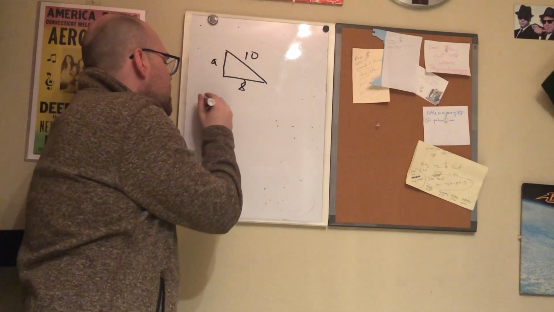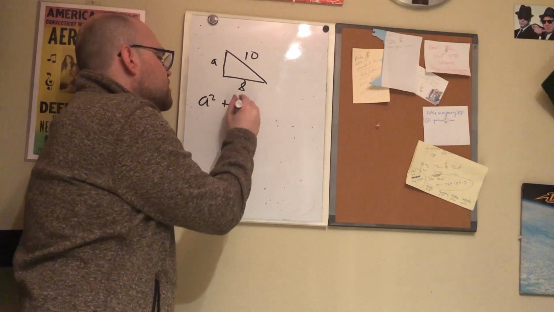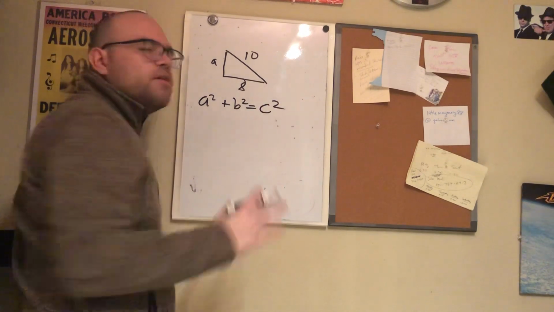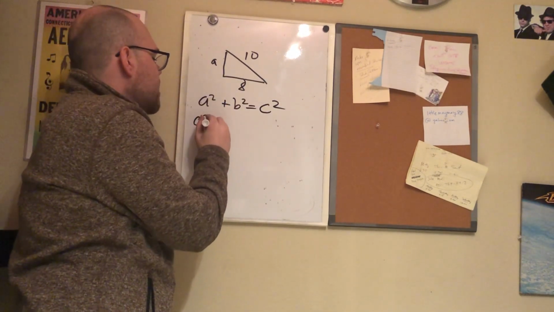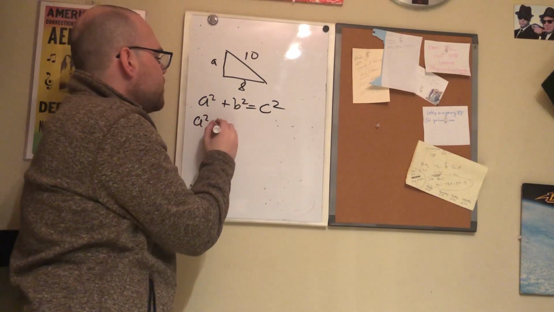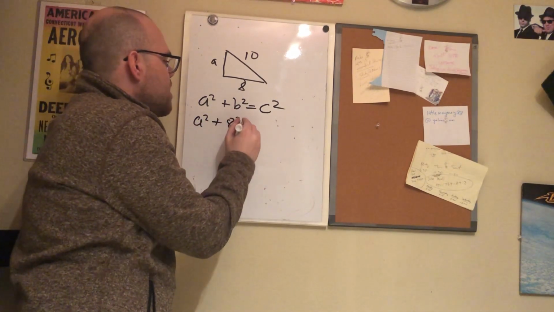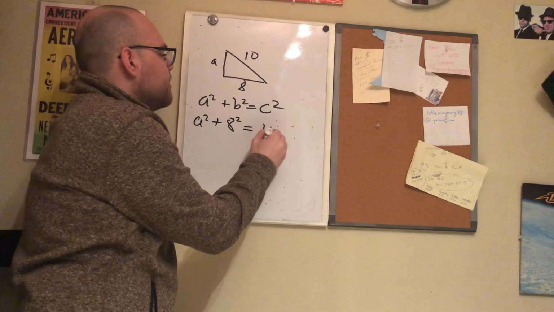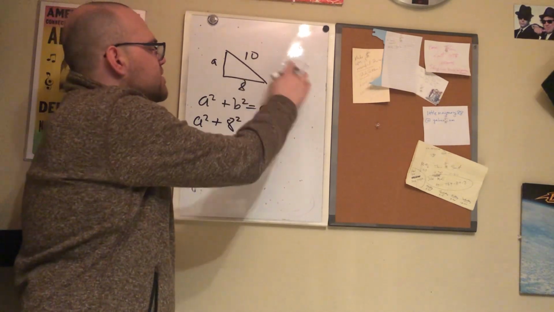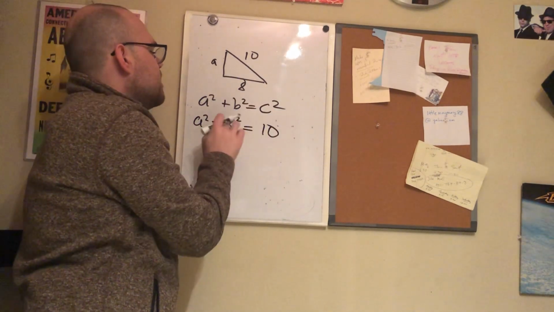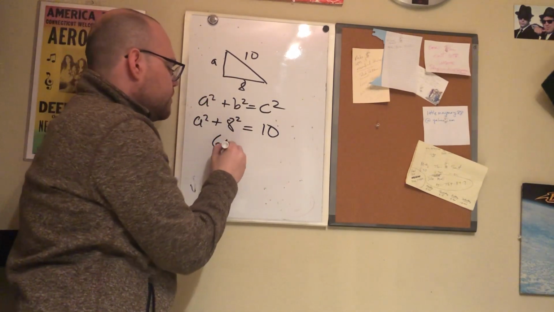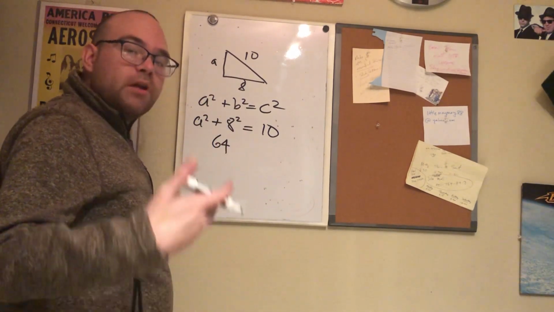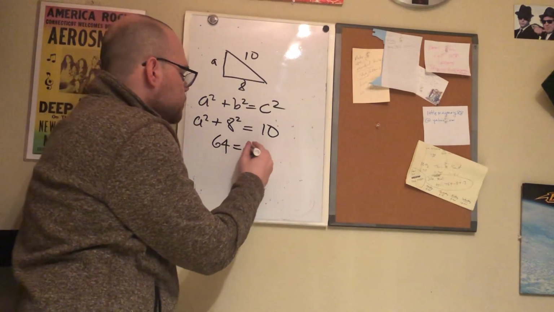We can still use Pythagorean Theorem, and everything is going to work out just fine. So bear with me. A squared plus b squared equals c squared. No surprises there. We're going to go ahead and keep our a squared consistent because we don't know that value. Plus 8 squared equals 10 squared. There's the c, there's that b, and we're still looking for a. 64, because 8 times 8 is 64, plus a squared, equals 100.